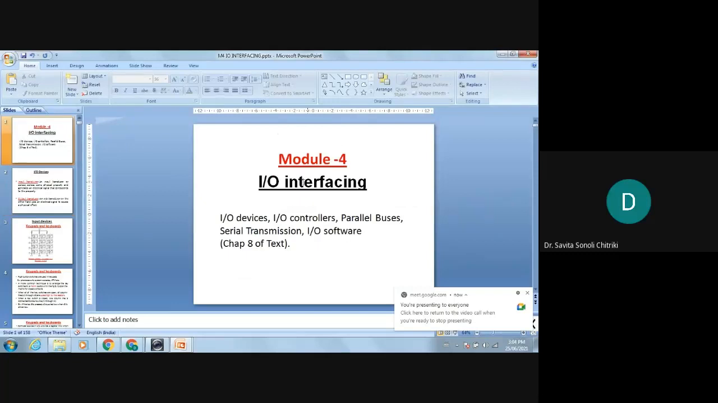Okay, so we had started with module 4, IO interfacing. Basically, in this entire module we are going to deal with all the IO devices, input and output devices, the controllers, parallel buses, transmissions, serial transmission and IO software. So a very big chapter. It is chapter 8 of the textbook.